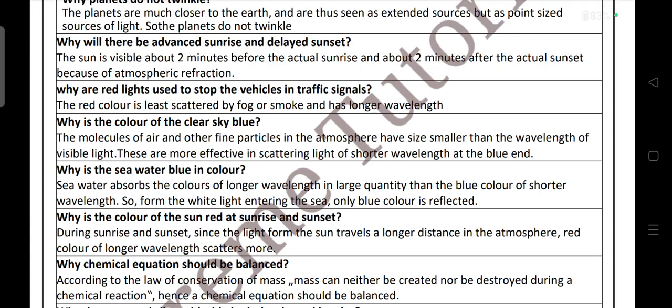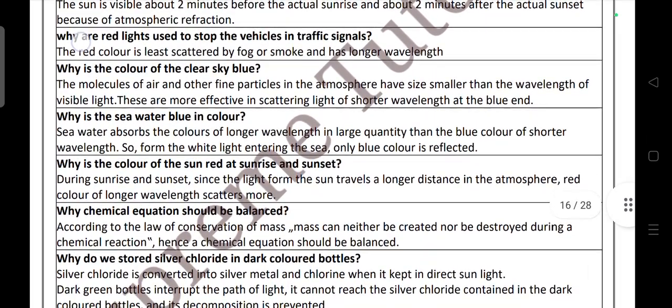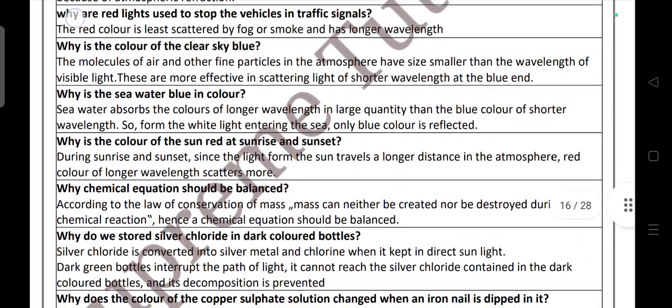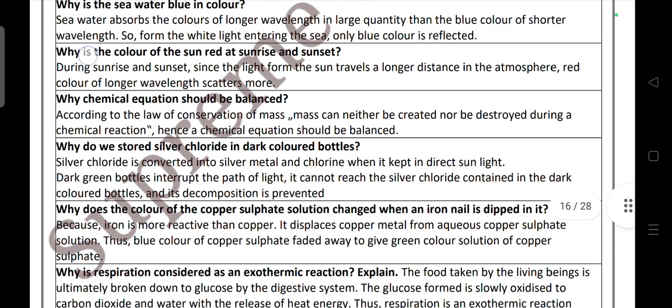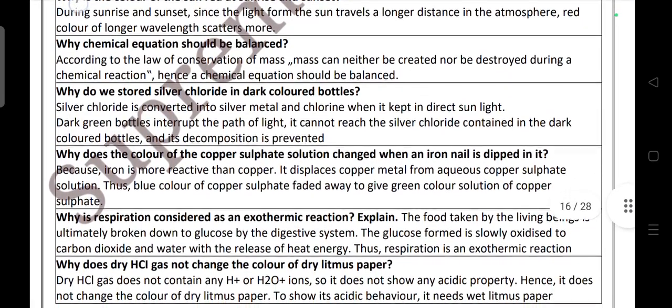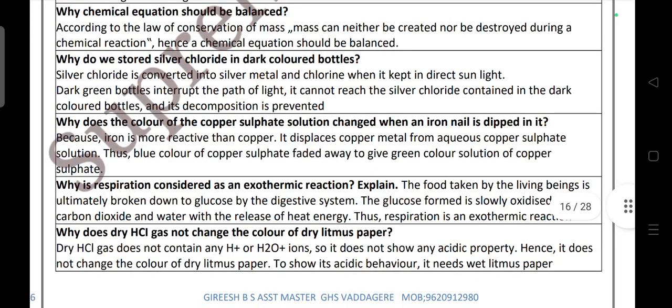Why is the color of the clear sky blue? Why is sea water blue in color? Why is the color of the sun red at sunrise and sunset? Why should a chemical equation be balanced? Why do we store silver chloride in dark colored bottles? Why does the color of copper sulfate solution change when an iron nail is dipped in it?